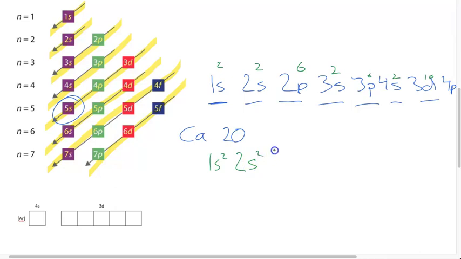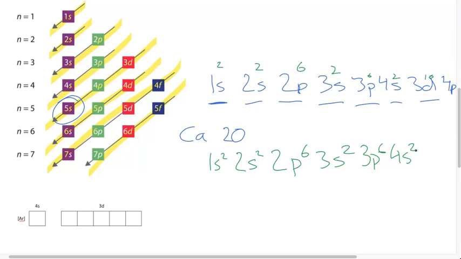I'm going to start filling my next one. 2p can hold 6, so it's going to fill that up. Now I've used 10, I need to add another 10 electrons. 3s2, 12 so far, 3p6, 18, now 4s2, it's going to fill that. So 2, 6, 2, 6, 2, 2. 2 plus 2 is 4, plus 6 is 10, plus the other 10 gives you your 20 electrons. Now, that's what we call our subshell configuration.